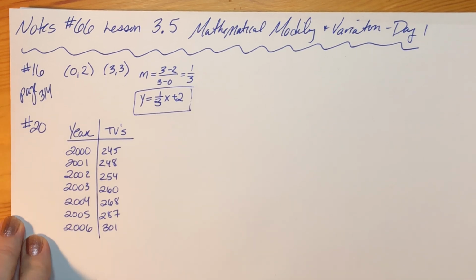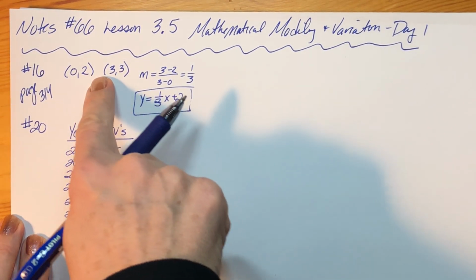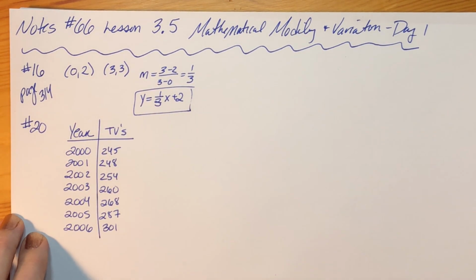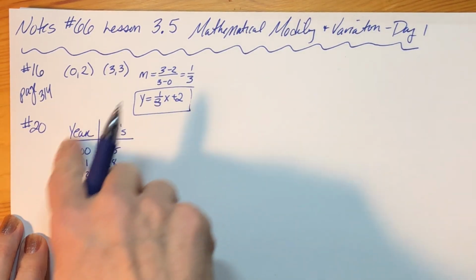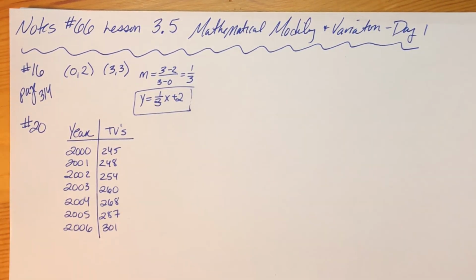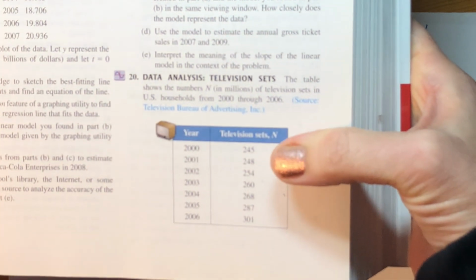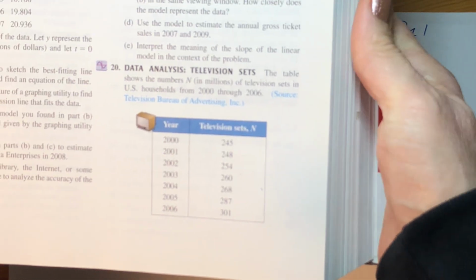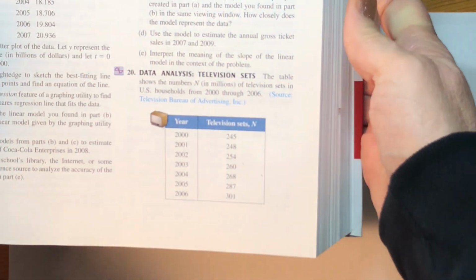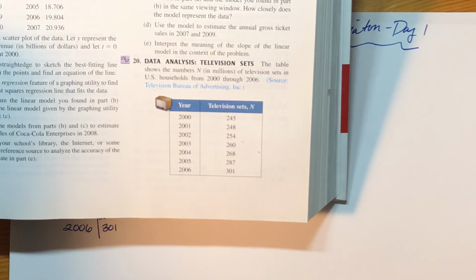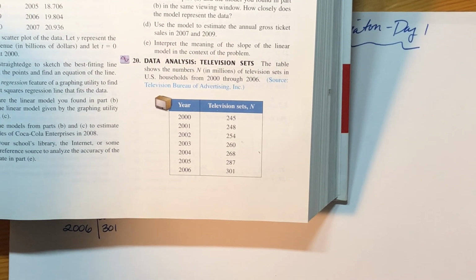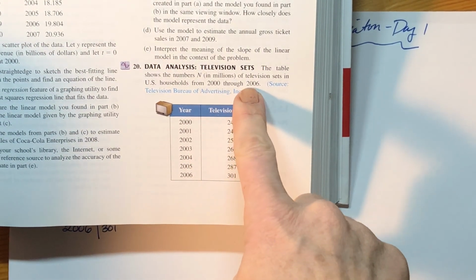Now, you're probably thinking to yourself, okay, that was really nice. We looked at the graph. We know how to do that. We don't need to do anything else. But what we're going to do is go to much harder problems where we're taking data from the real world and trying to fit a mathematical model to it. I don't need to tell you how important modeling has become for all of our scientists and mathematicians. I'm down here at number 20, which says the table below shows the number of televisions in millions from 2000 through 2006.